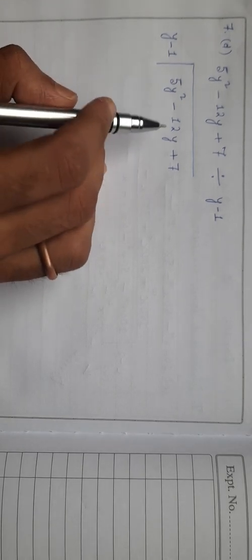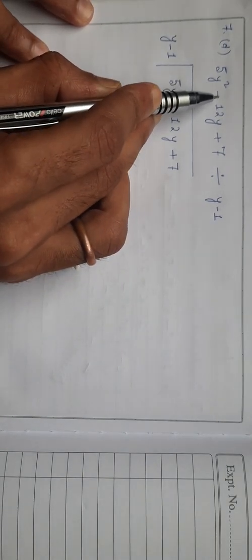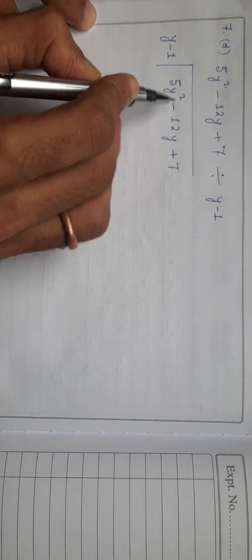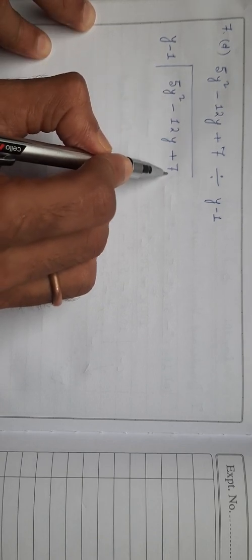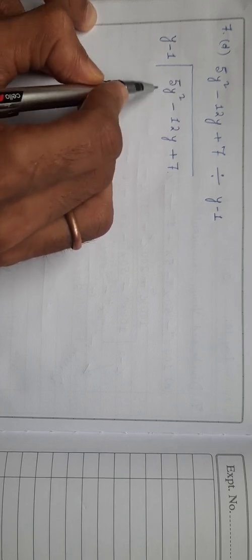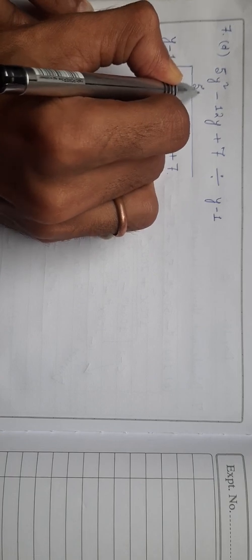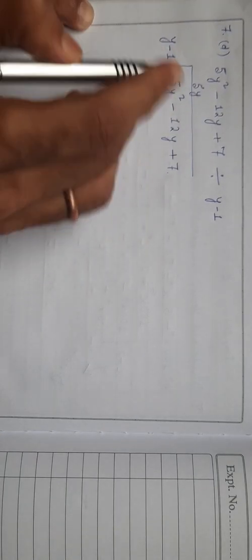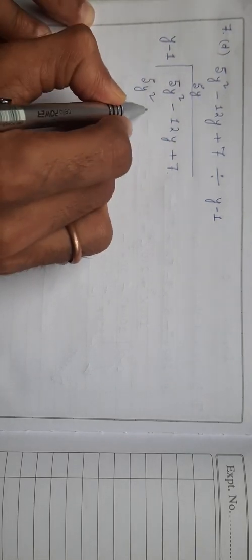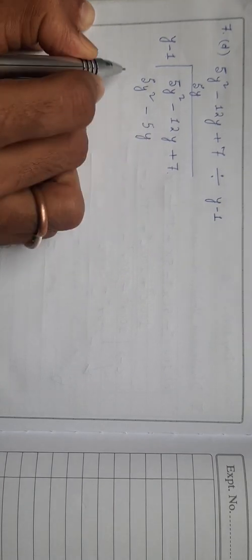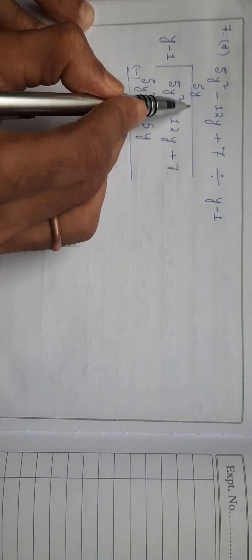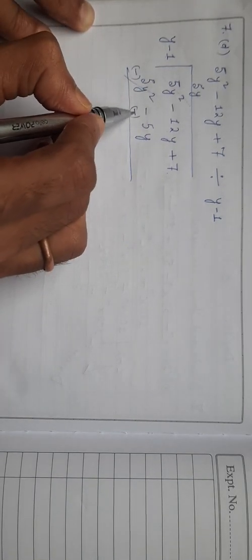Let us see the fourth question, which is 5y square minus 12y plus 7 divided by y minus 1. Here in the dividend we find there are three terms, with 5y square as the highest power variable term. So now we'll try to cancel 5y square. We'll multiply the divisor with 5y. So 5y into y is 5y square. Then 5y into minus 1 is minus 5y. Minus sign, here minus sign. So these two values will be cancelled and here minus and minus become plus.